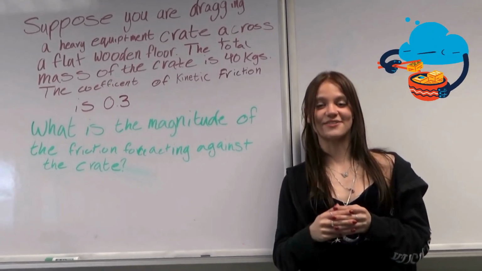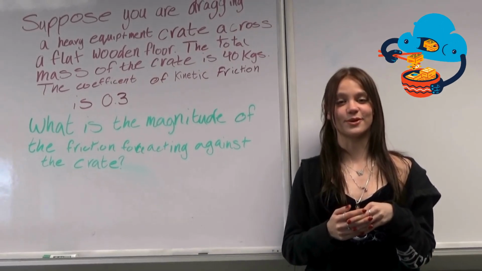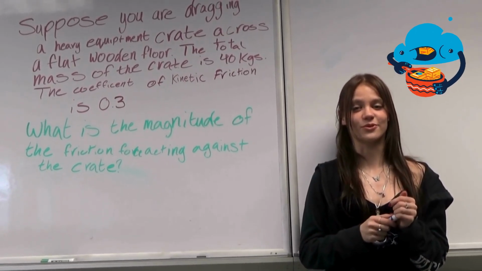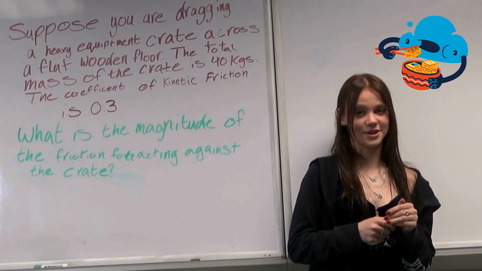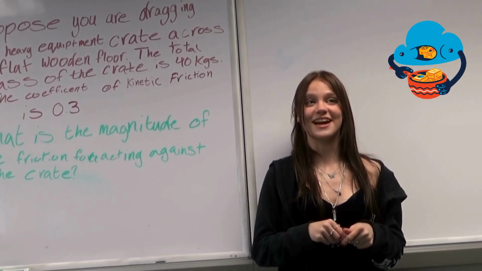Suppose you are dragging a heavy equipment crate across a flat wooden floor. The total mass of the crate is 40 kilograms. The coefficient of kinetic friction between the crate and the wooden floor is 0.3. Now, what we're trying to find out is the friction force acting against the crate.